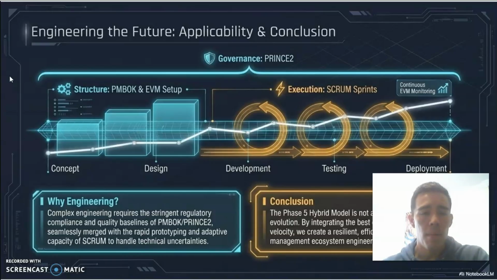At the beginning, PMBOK and PRINCE2 support project planning, governance, and quality management during the concept and design phases. These methodologies provide clear organization and monitoring. During execution, Scrum works through short sprints that allow continuous development, testing, and rapid adaptation to project changes. This agile process improves communication and teamwork.